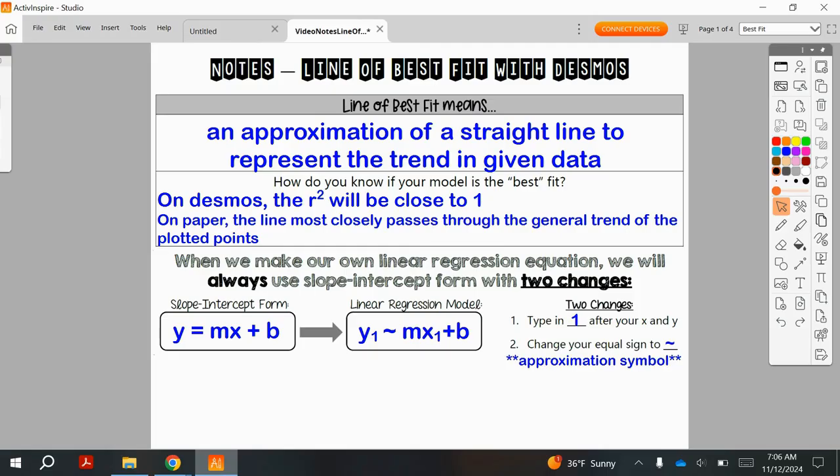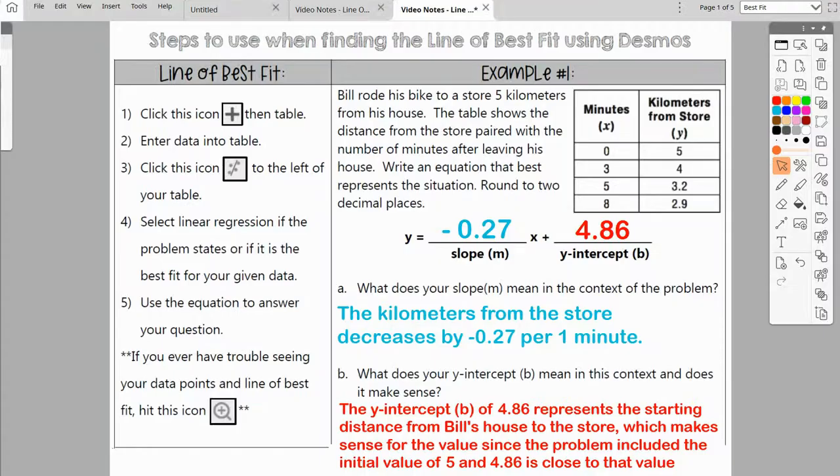When we do it on Desmos, we'll look at the r squared and we'll see that that value will be a close decimal number to 1. On paper, the line most closely will pass through the given trend of the plotted points we have. Steps to use when finding the line of best fit on Desmos are going to be the following.